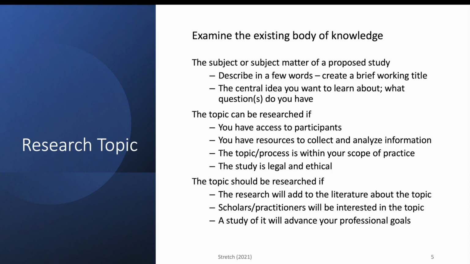Once you've done all of that, you can also think about how this topic is going to add to the existing literature, and how it is going to support scholars and practitioners and advance the professional goals of our profession.